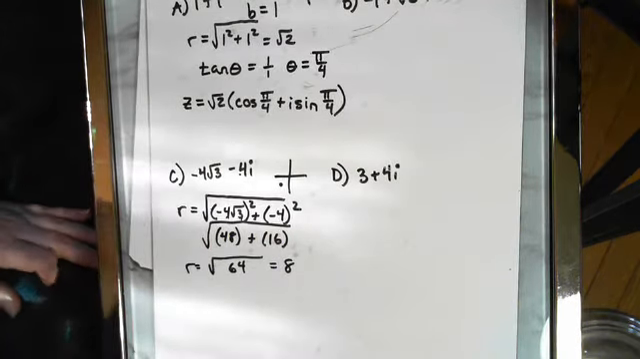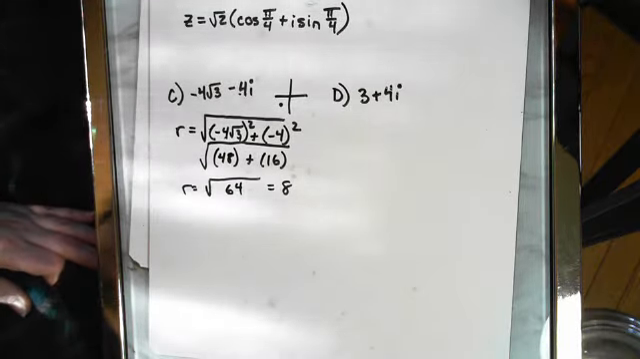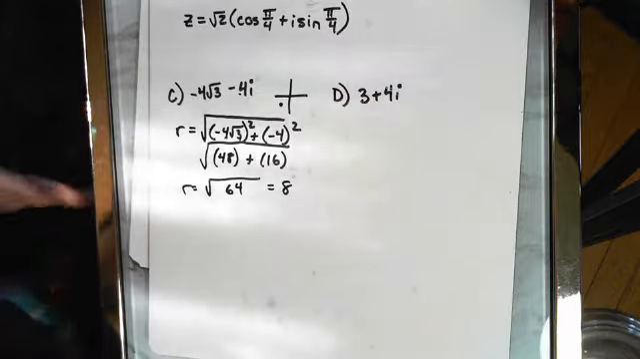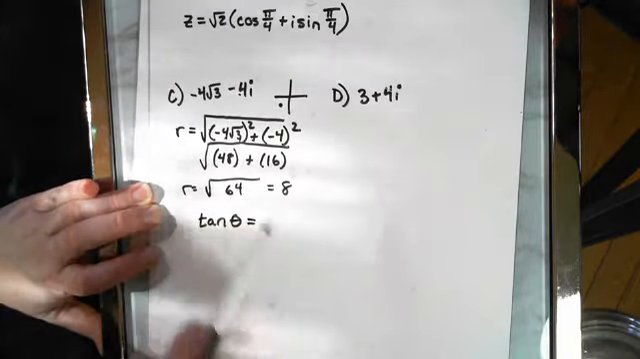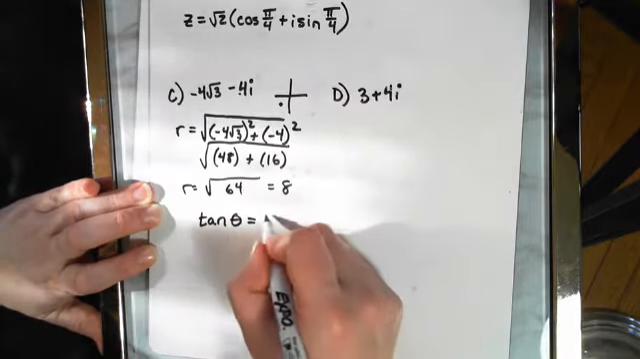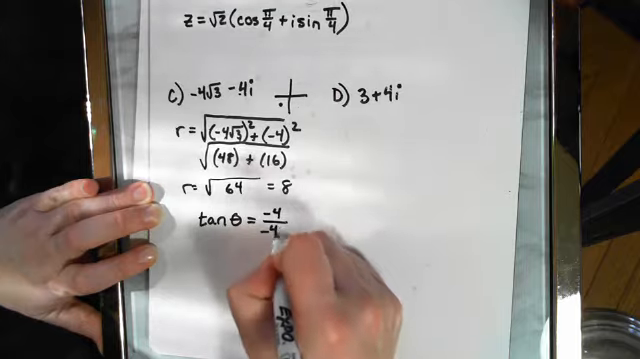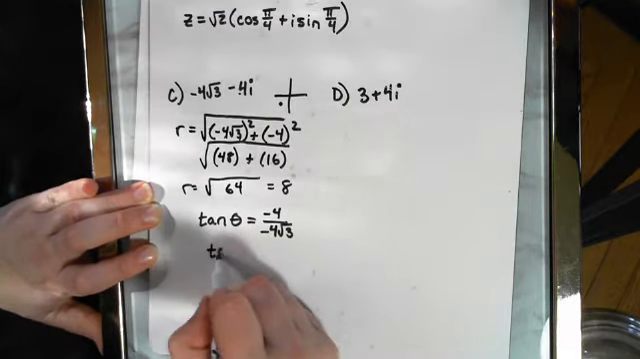Okay, so that is my modulus. Now let's find our argument. So I have tangent of theta equals y over x. So negative 4 over negative 4 square root 3. This reduces to 1 over the square root of 3.